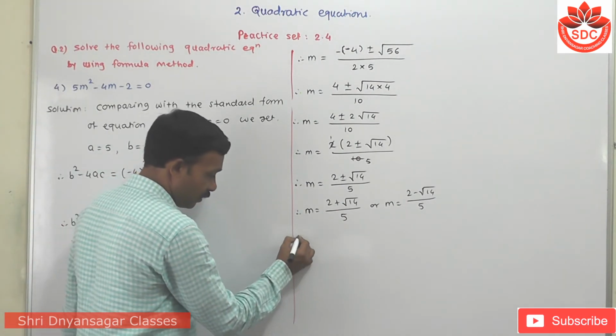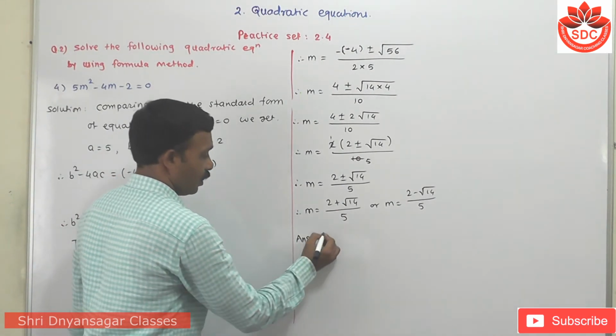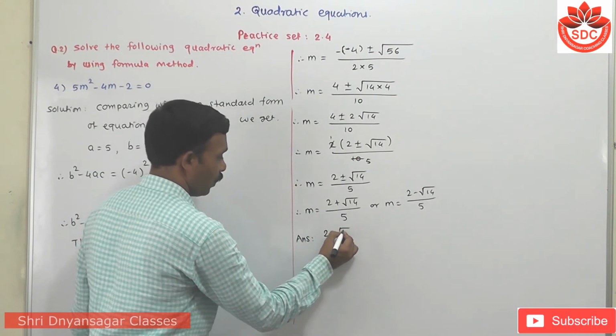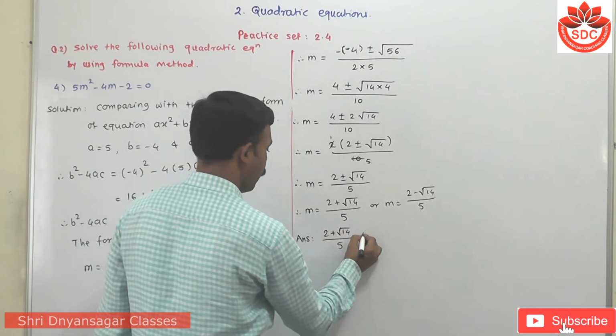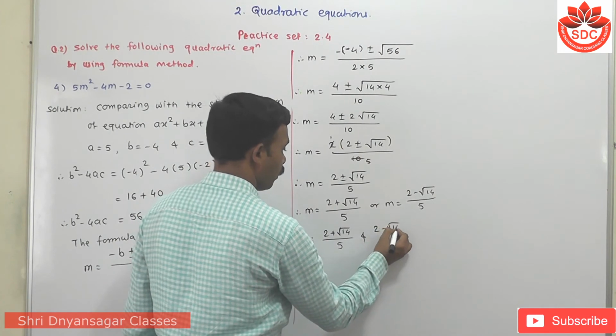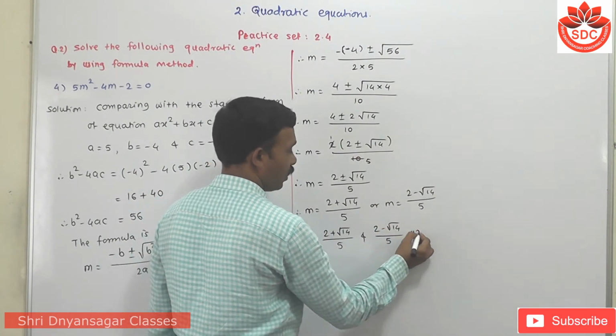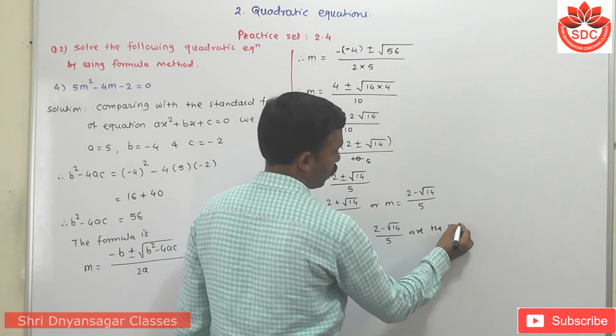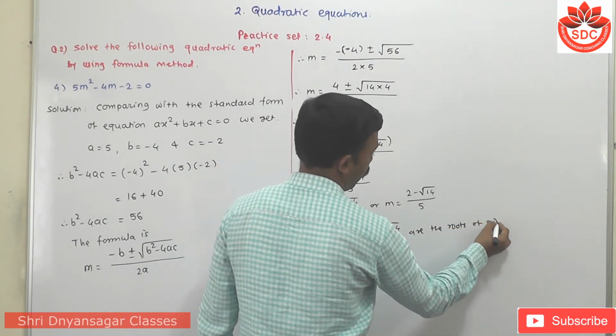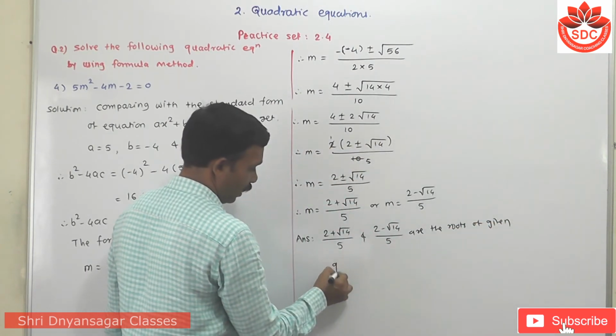So we write the answer in a full sentence. Answer: 2 plus root of 14 upon 5 and 2 minus root of 14 upon 5 are the roots of the given quadratic equation.